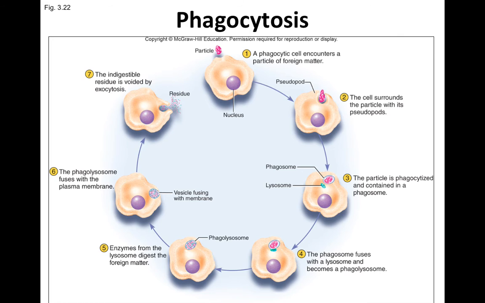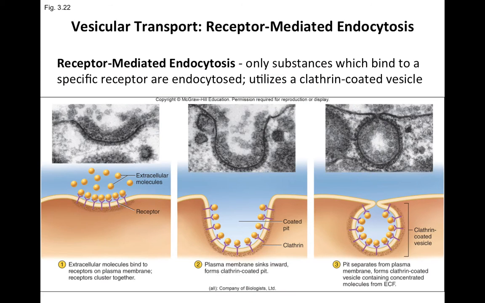But that's how phagocytosis is going to work. This is how your cells basically test an environment. It's also how they eliminate pathogens if they happen to be an immune cell.